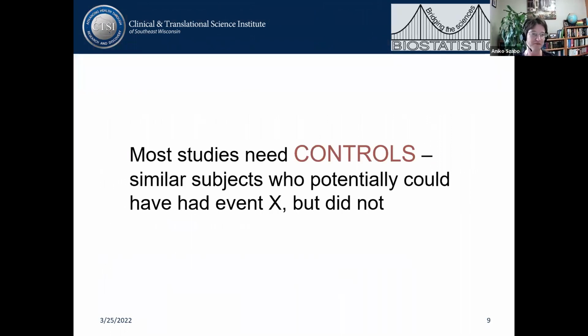So studies in general would need controls, right? That's what was missing in that proposal: there were no people who did not have condition X. So we would need similar subjects who could have had this bad event X happen, but they did not, right? So to figure out what is typical and what's not typical.